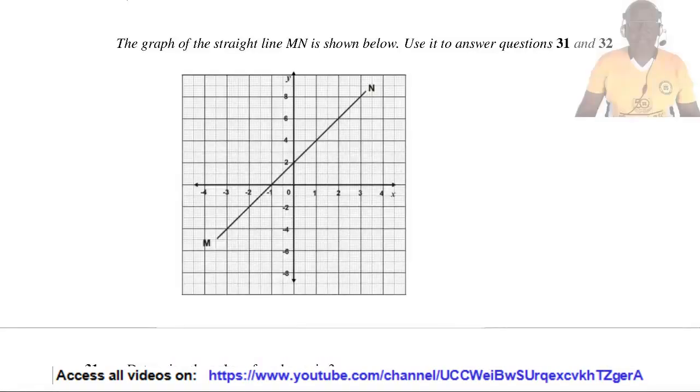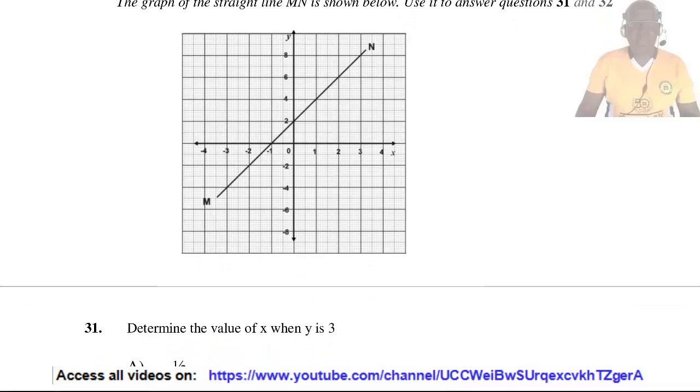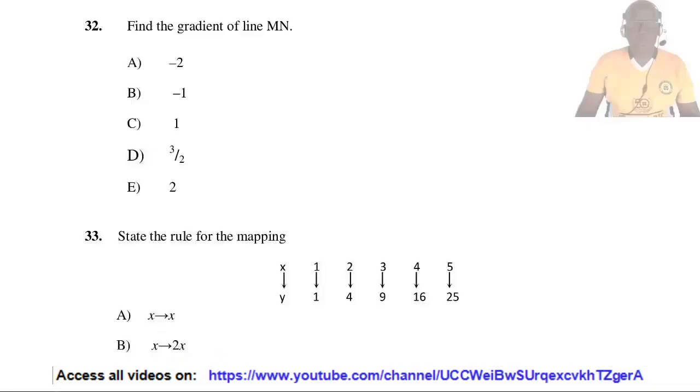The graph of a straight line MN is shown below. Use it to answer questions 31 and 32. Question 31. Determine the value of S when y equals 3. When y equals 3, S equals a half. So the answer is A. Question 32. Find the gradient of the line MN.